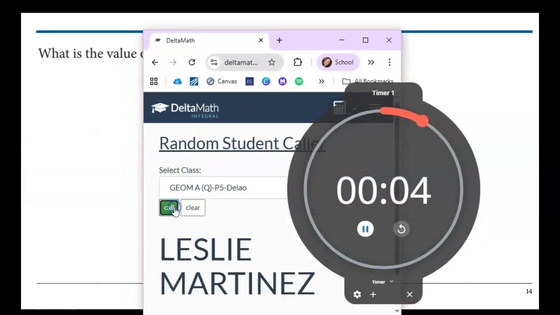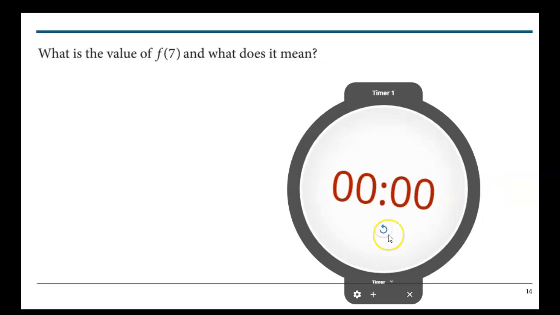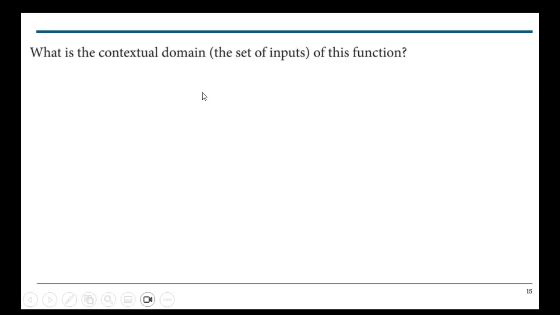Okay, I need an answer from Leslie. Yes, good. She said the value of f of 7 is 10, and it means 10 people said they slept 7 hours. Okay, good. All right. What is the contextual domain? So the set of inputs of this function. Your answer should be a list of numbers.